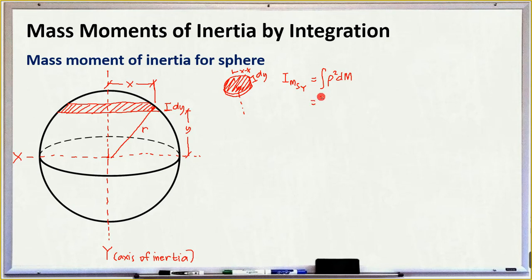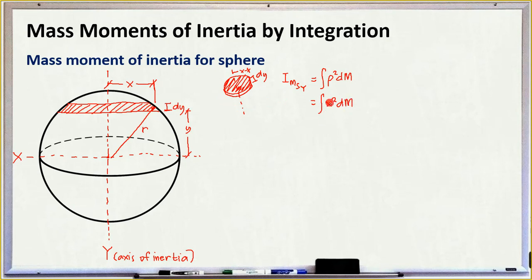That is equal to the integral of the square of its distance. Let's start first with the mass. Actually, the rho first. So again, rho is the distance. Since this is our cylinder, the distance is x, so x squared, then the derivative of the mass.